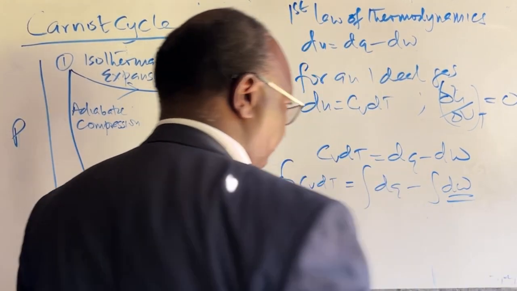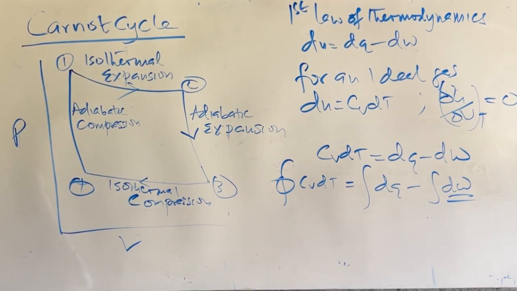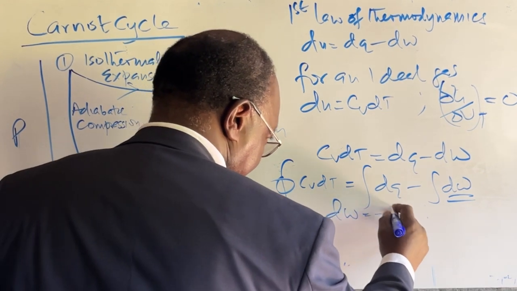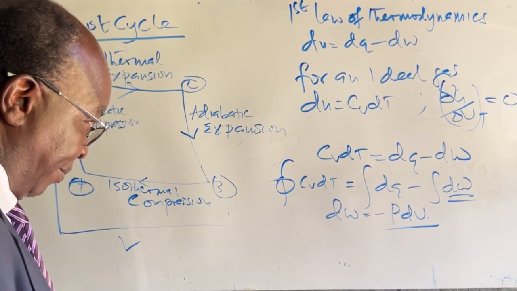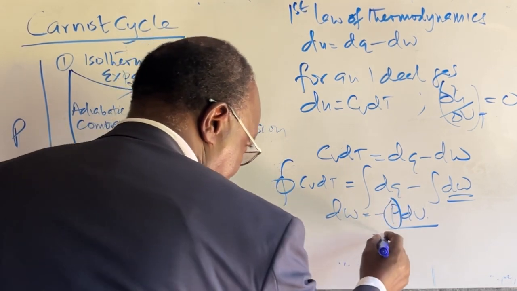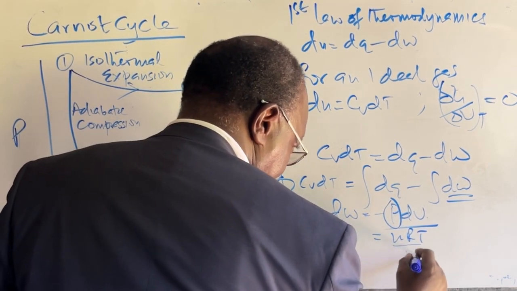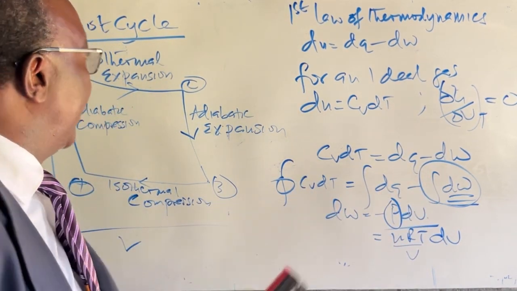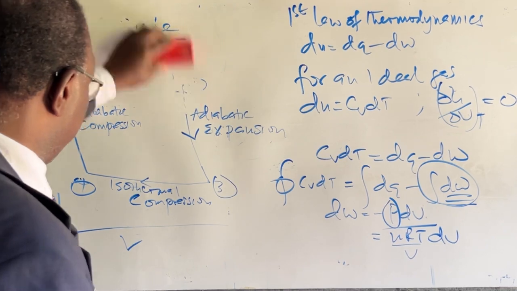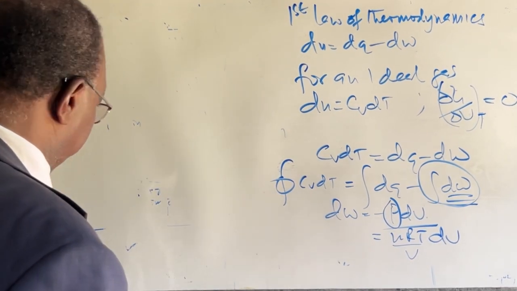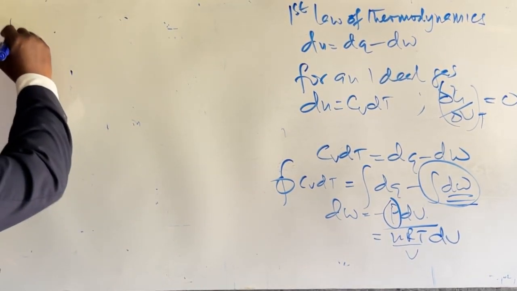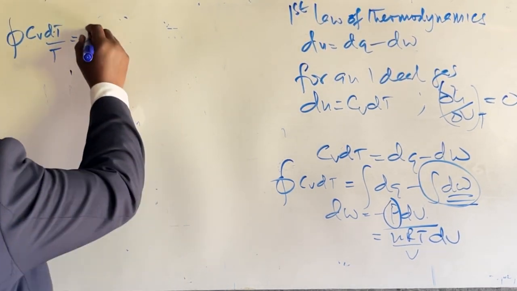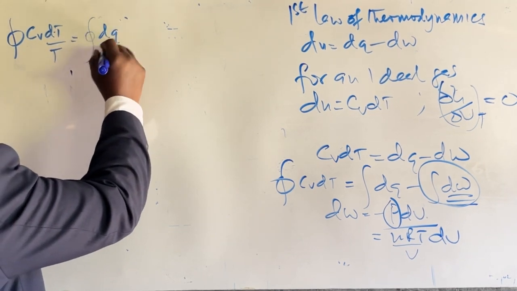But dW, remember, is P dV, and we have said that if the gas is ideal, then P is nRT over V. So we can use that expression and eliminate T by dividing throughout by T. So that we now obtain our expression: the integral of Cv dT over T is equal to the integral of dQ over T, minus the integral of nR dV over V.